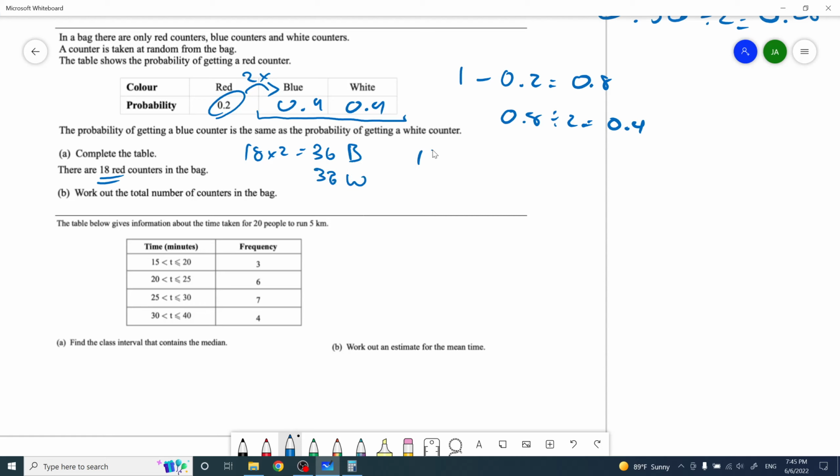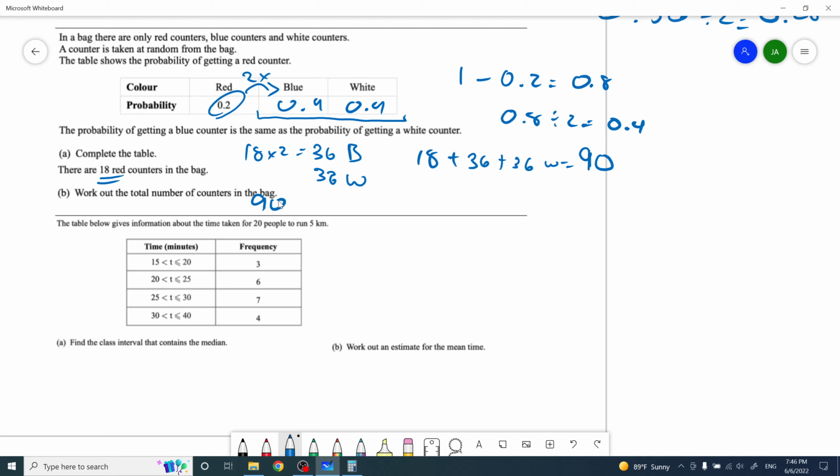So if I take my 18 red plus 36 blue plus 36 white, this is going to give me 90 in total. So there should be 90 counters in the bag. All right, this next one. This one's going to take a little bit more work, and it's probably going to be a bit easier if we have a calculator, but let's go ahead and work it out.